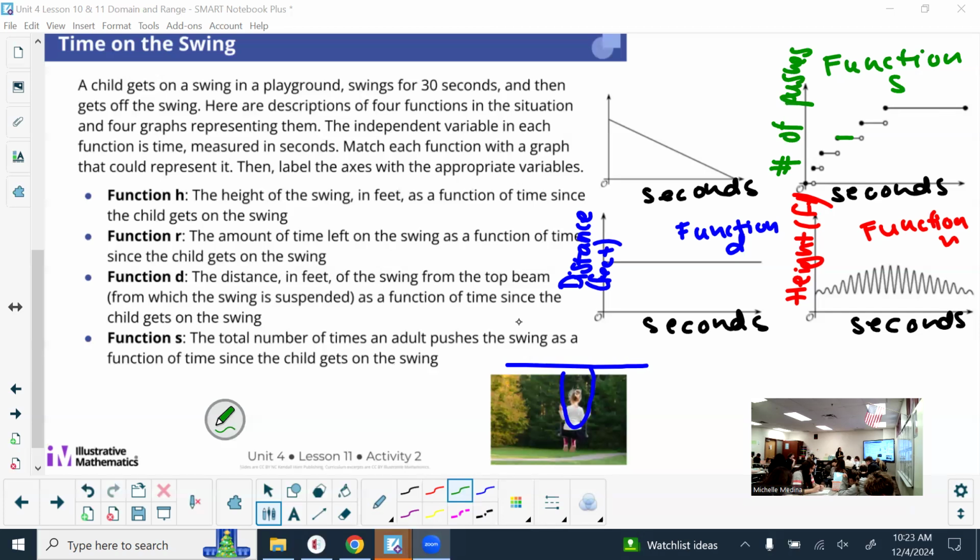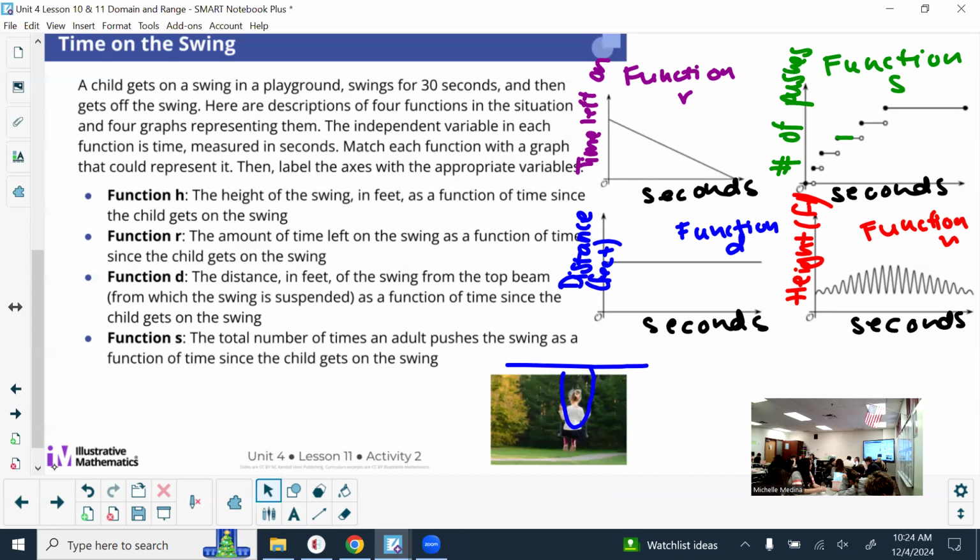And then process of elimination. Function R goes with this one, which is the amount of time left on the swing as a function of the time since the child gets on the swing. So they're both seconds, but this one would be time left on it, whereas this one is time on the swing so far. All right, good. Any questions, comments, concerns?